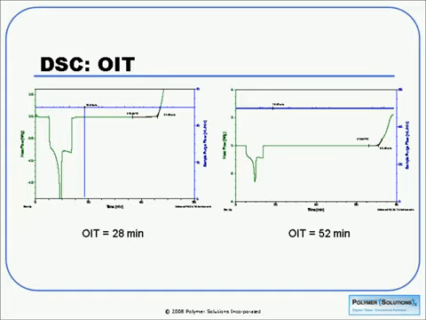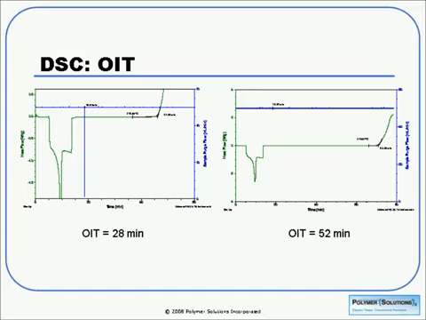So take our sample and put it into an open pan. Doesn't have a lid on it in this case. We're going to heat it up to a specific temperature, usually 200 C for olefins in nitrogen. And then we're going to switch to oxygen and see how long it takes for the degradation to occur. In this case, the green curves represent the heat flow of the sample, and you can see that at some point you start to see an exothermic change, and that's where the degradation is occurring. The time from where you did your gas switch until that onset is our OIT, or oxidative induction time.